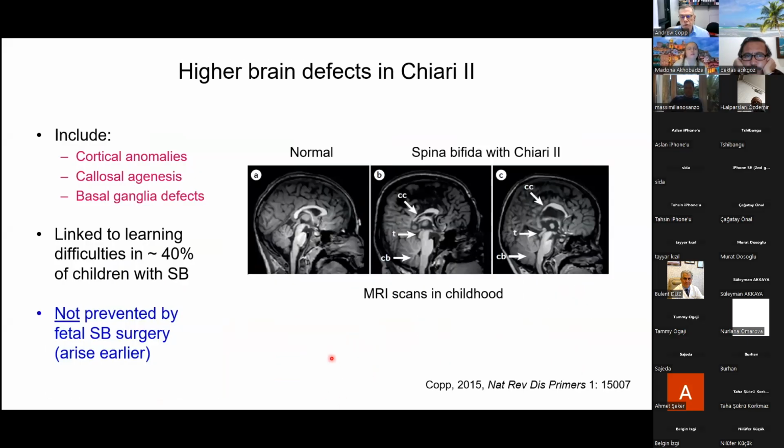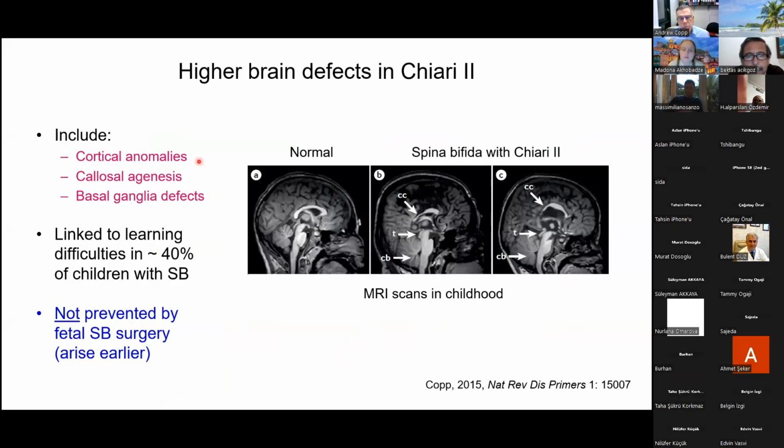But what we're particularly interested in is not the hindbrain herniation, it's the higher brain defects. There are many other defects that are described here. We've got hypogenesis of the corpus callosum, cortical anomalies, basal ganglia defects. They've all been described in children with Chiari2. And these are almost certainly linked to some of the learning difficulties that these children can experience. And these defects are generally not prevented by the fetal myelomeningocele surgery because they arise much earlier in development.